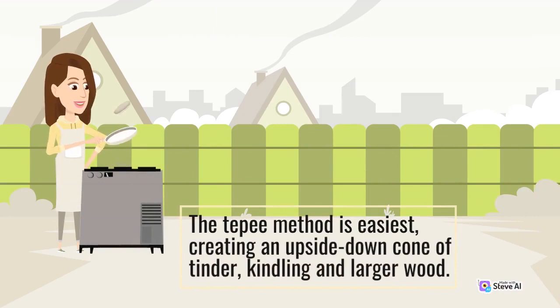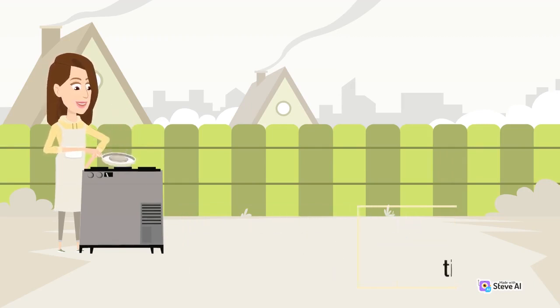The teepee method is easiest, creating an upside-down cone of tinder, kindling, and larger wood.